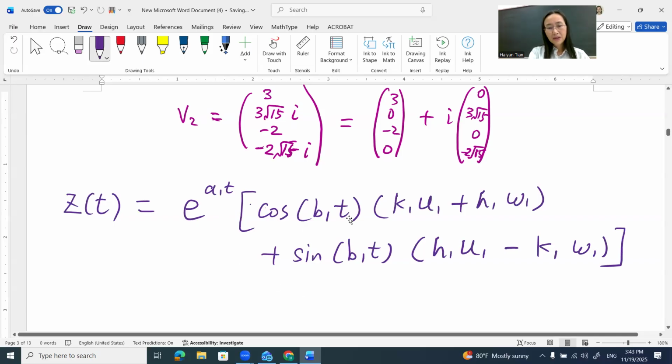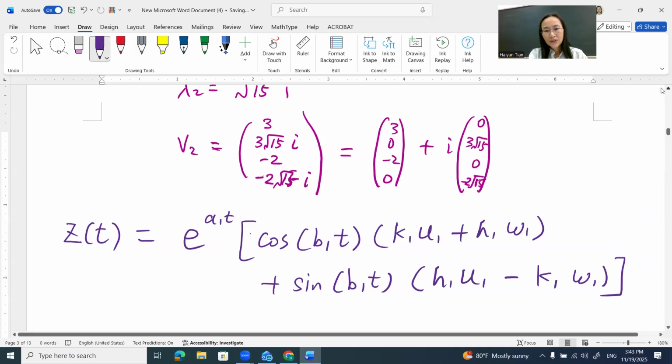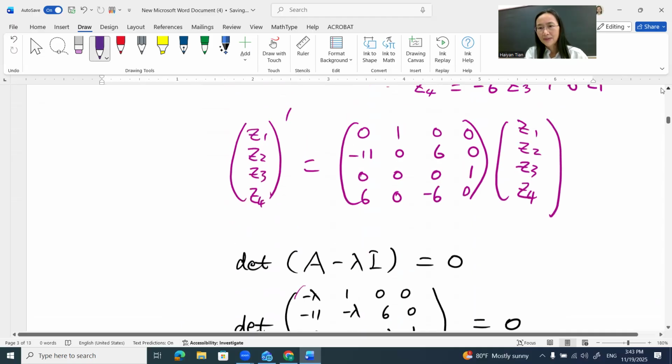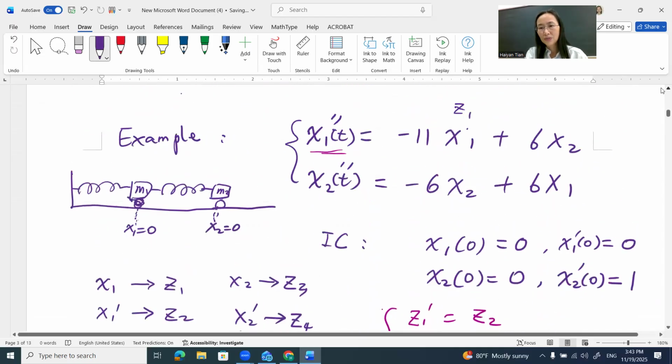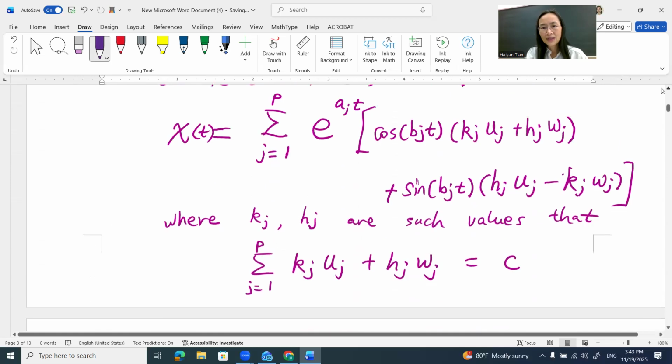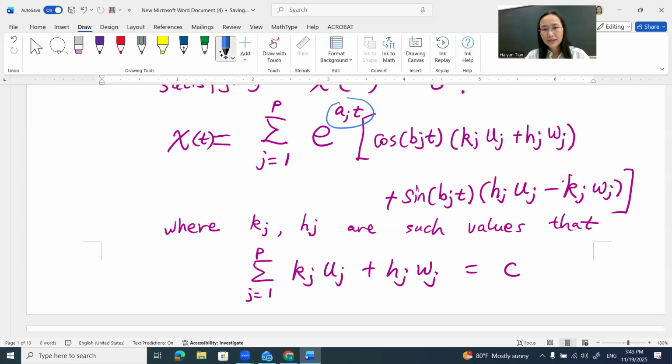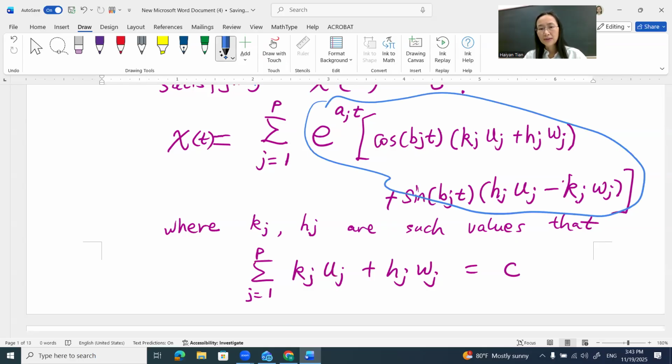We'll have at least a part like this according to the theorem. So let's review the theorem quickly, because right now we try to make sense of the theorem. As long as we know the meaning, we know the conclusion, so what can we do with the theorem? If you look at the theorem, it has e to the a1 t for the exponential function, the b1 for the cosine, and then k1 u1, h1 w1 for the sine. So that's what I was writing when j is 1.